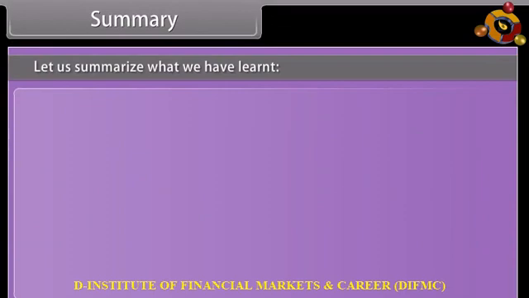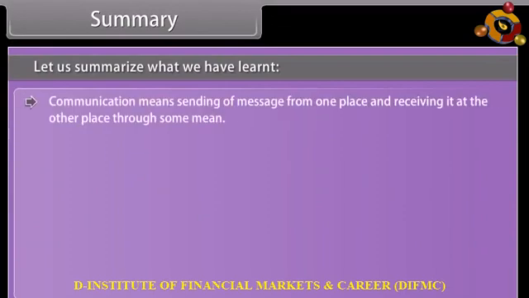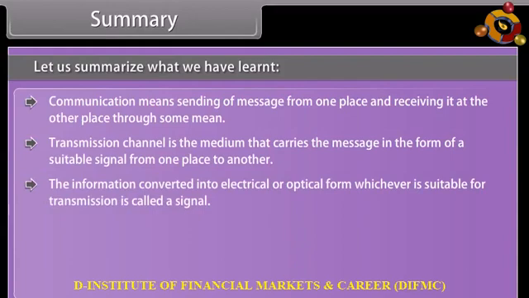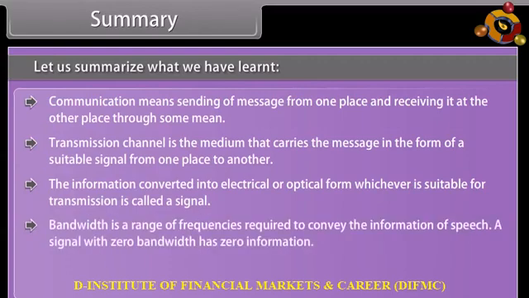Summary. Let us summarize what we have learned. Communication means sending of a message from one place and receiving it at the other place through some means. Transmission channel is the medium that carries the message in the form of a suitable signal from one place to another. The information converted into electrical or optical form, whichever is suitable for transmission, is called a signal. Bandwidth is a range of frequencies required to convey the information of speech. A signal with zero bandwidth has zero information.